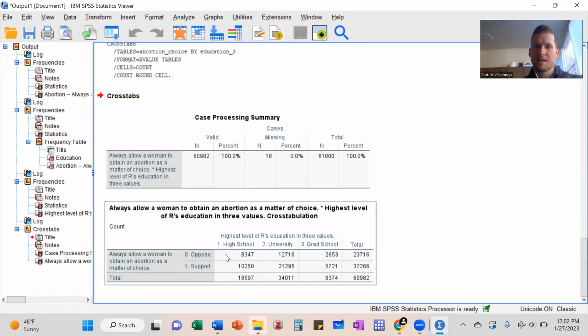Okay, notice that I get actual raw counts of how many people, for example, graduated from high school or did some high school at least, right? And then oppose abortion as a matter of choice. Okay, and these numbers are very difficult to read. What I would rather do is have these numbers displayed as percentages. That's not that hard to do.